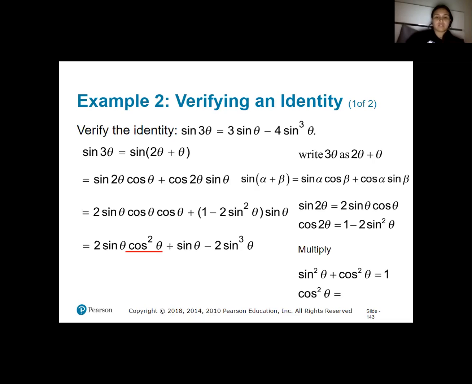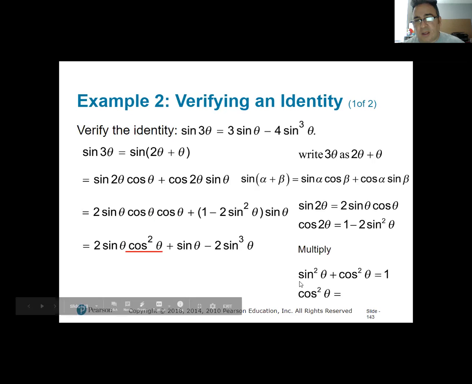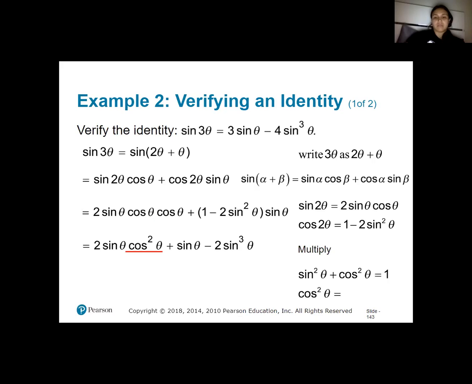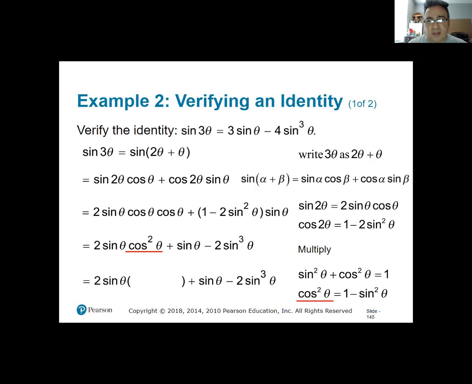You would be left with 2 sine of theta plus sine of theta. If from this equation here, I subtract sine squared theta from this side and from this side, what do I do? You would be left with cosine squared of theta equals 1 minus sine squared of theta. Good job. So I'm going to replace that cosine squared theta with 1 minus sine squared theta.